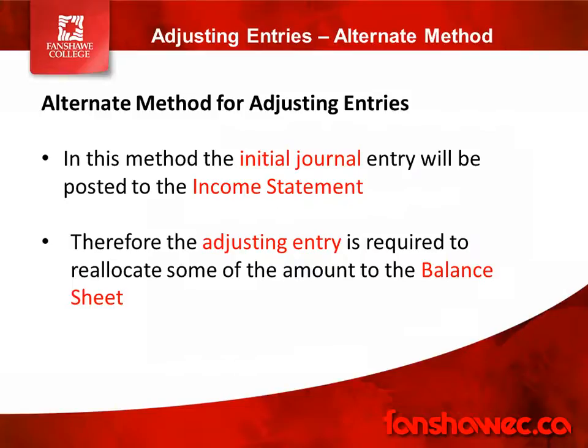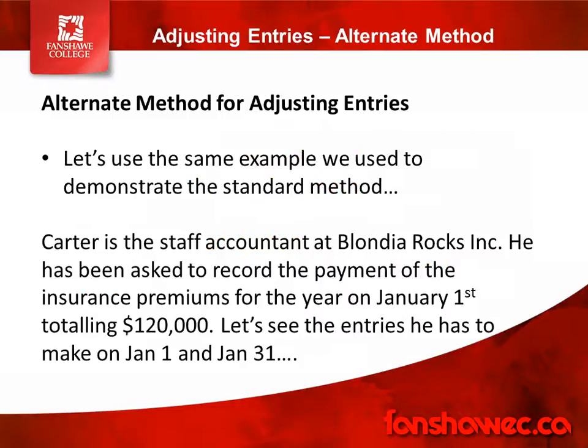And I'm just using insurance as an example. It's an easy one for everybody to grasp, but this applies to all types of adjusting entries, whether we're doing prepaid insurance, prepaid rent, or unearned revenue, any of those types of accruals or deferrals. The methodology is the same. Under the alternate method, the initial entry gets posted to the income statement, and then we adjust to the balance sheet. All right, so let's go back and take a look at that exact same situation.